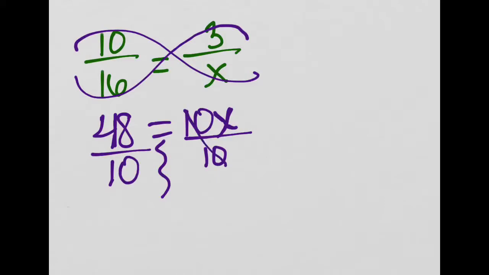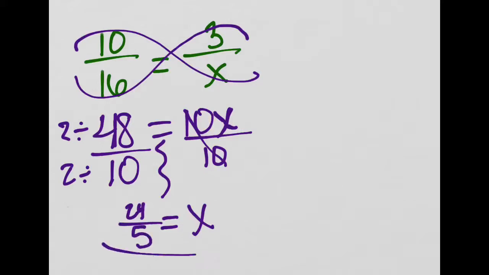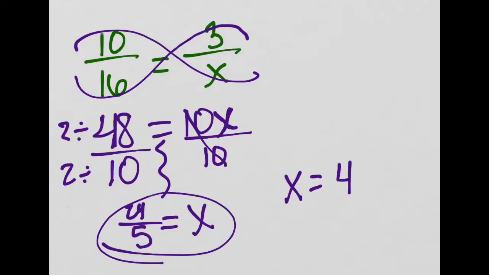I can cancel those 10s out. I'm left with x on the right. X is going to equal 48 over 10. I can simplify that: divide each side by 2, divide each side by 2. I'd get 24 over 5. So I can keep it like this, or I can say x equals 4 and 4/5.